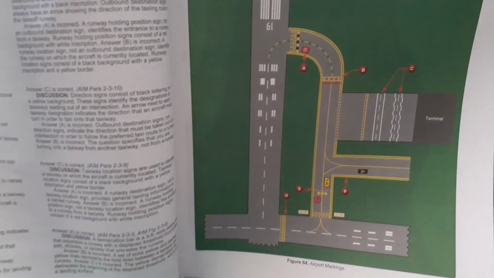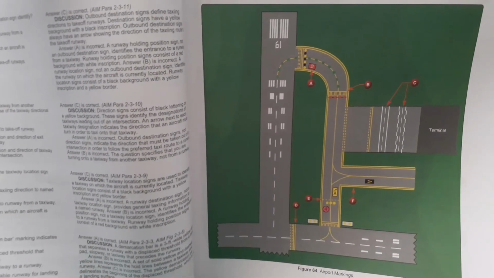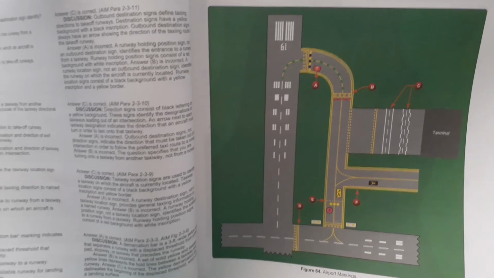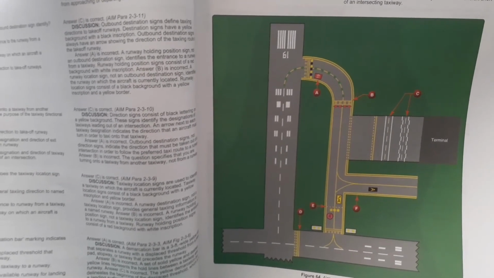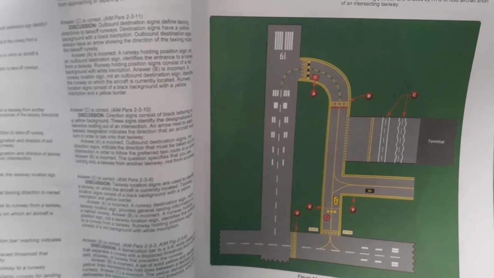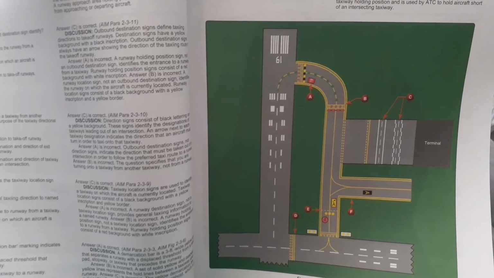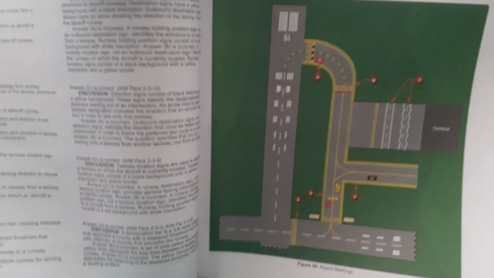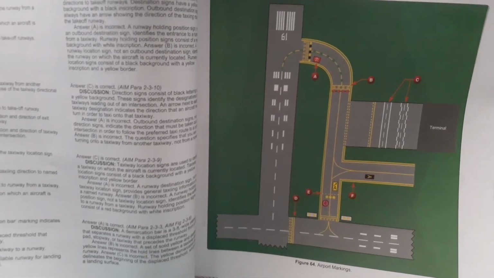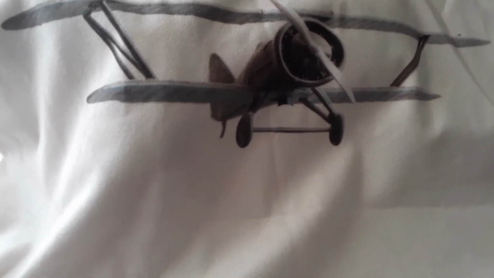Question 19. Refer to figure 64 below. Which marking indicates a vehicle lane? A, the letter A, B, the letter C, or C, the letter E. Question again, which marking indicates a vehicle lane? Correct answer is B, the letter C. Okay, there's a new diagram for this.